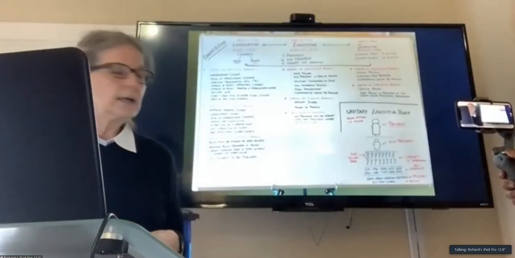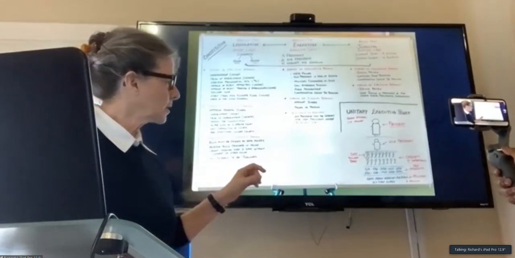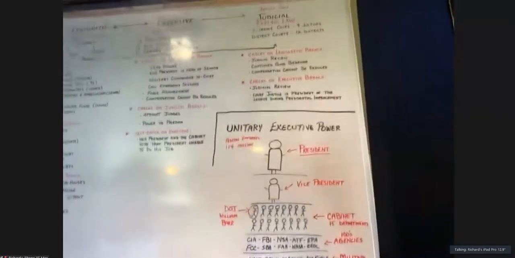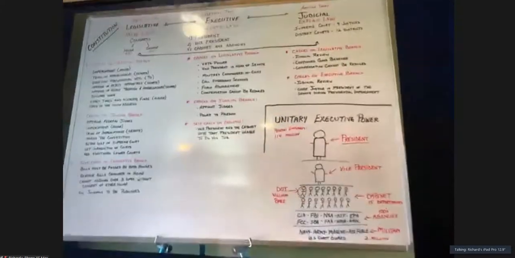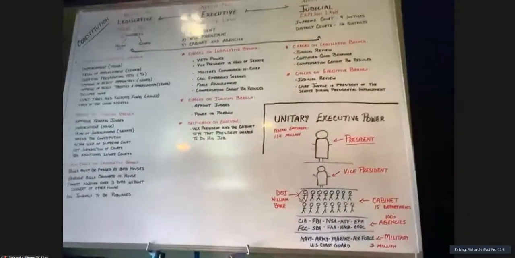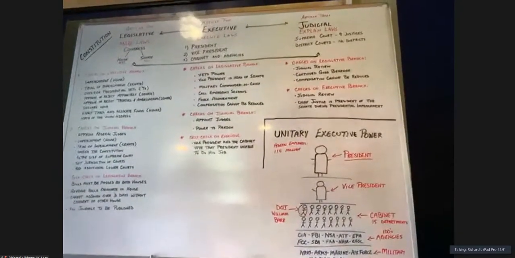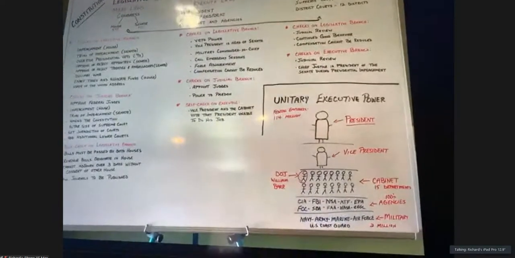Now, interestingly, in 1787, when they were at the Constitutional Convention, this topic came up and it was heatedly debated as to whether to have a unitary executive or a plurality, which is more than one executive. It would be like an executive council or several executives.